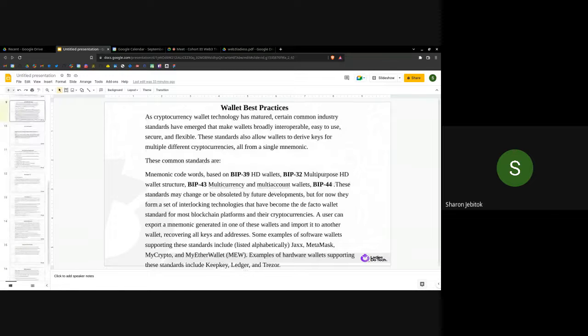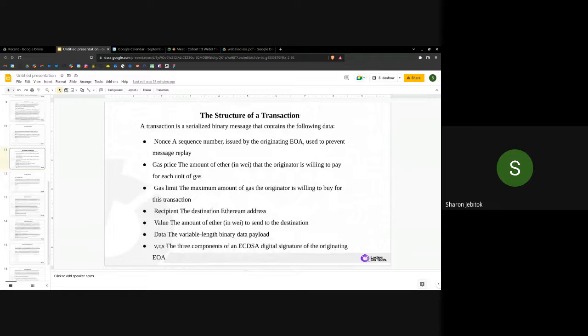So, we had stopped here on the structure of transactions, and we had mentioned the nonce, the gas price, the gas limit, the recipient, the value, and the V, R, and S. I want to try to go through this specific slide because each of them is explained in detail in the next slide. So we can just go through them one by one.